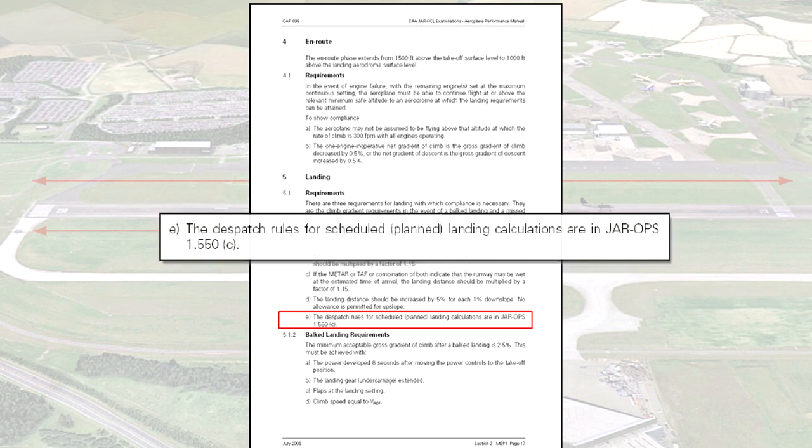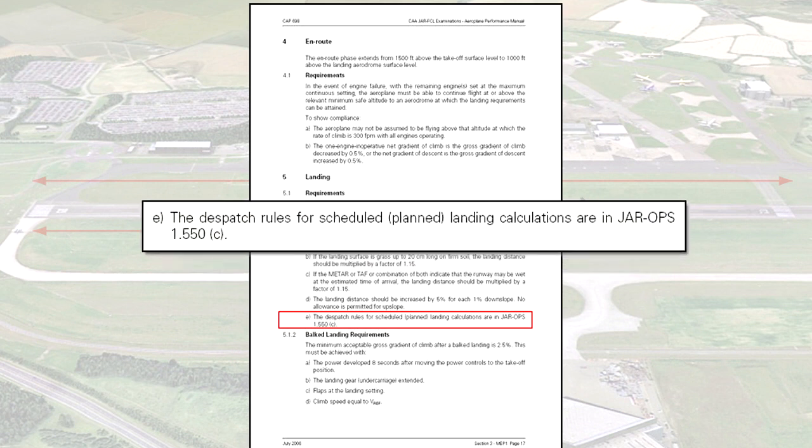Lastly, point E states that there must be compliance with the dispatch rules for scheduled or planned landing calculations, and that these can be found in JAR Ops 1.550 paragraph C.